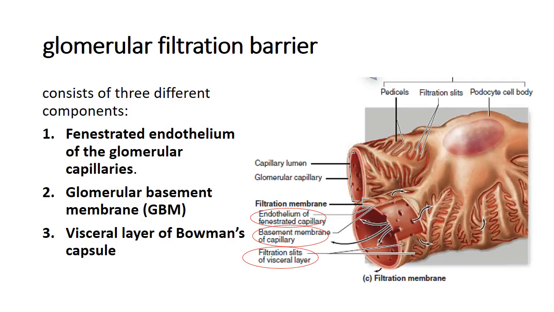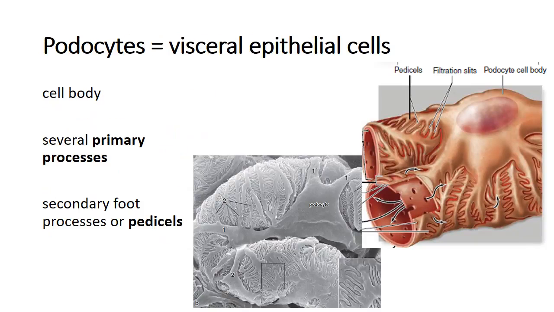The third part forming the glomerular filtration barrier is the visceral layer of Bowman's capsule. And as we said earlier, the visceral layer of Bowman's capsule envelops and surrounds the glomerular capillaries. It is formed of a specialized type of cell called the podocyte. These podocytes are composed of a cell body, and they send several processes to surround the glomerular capillaries.